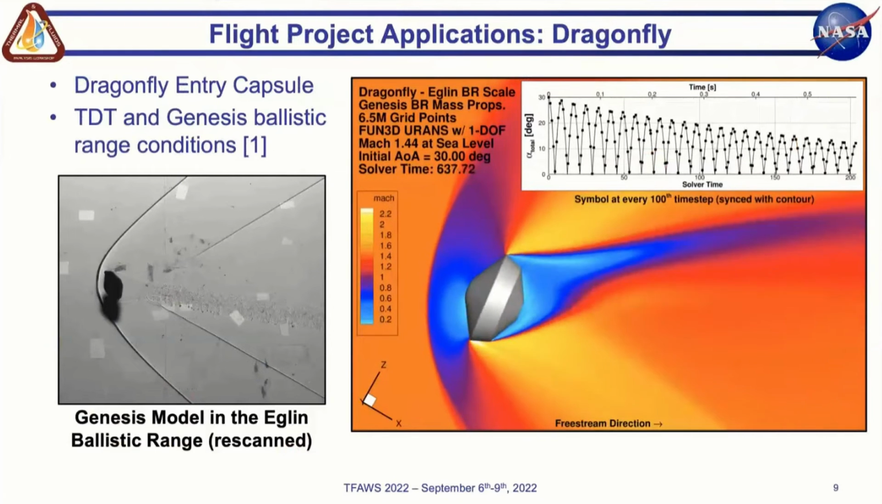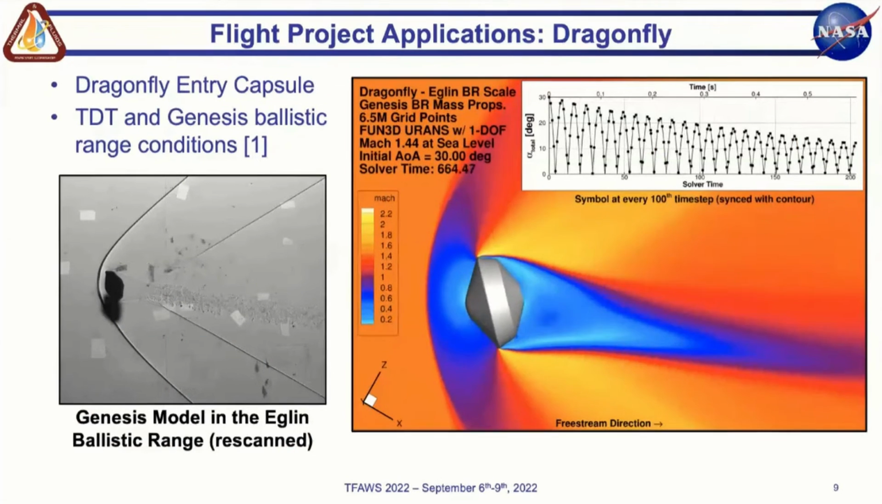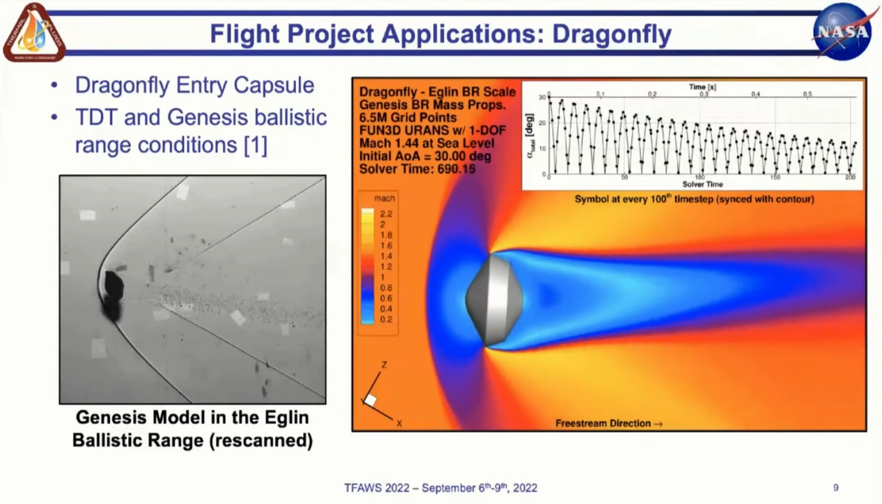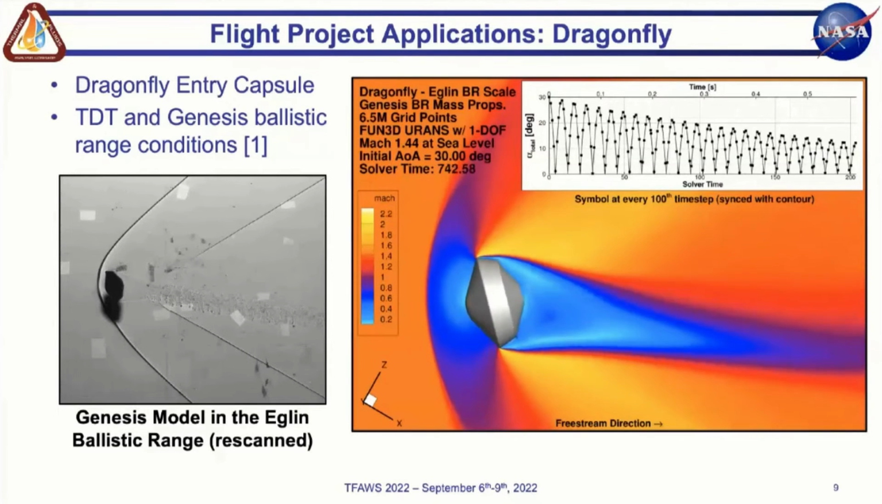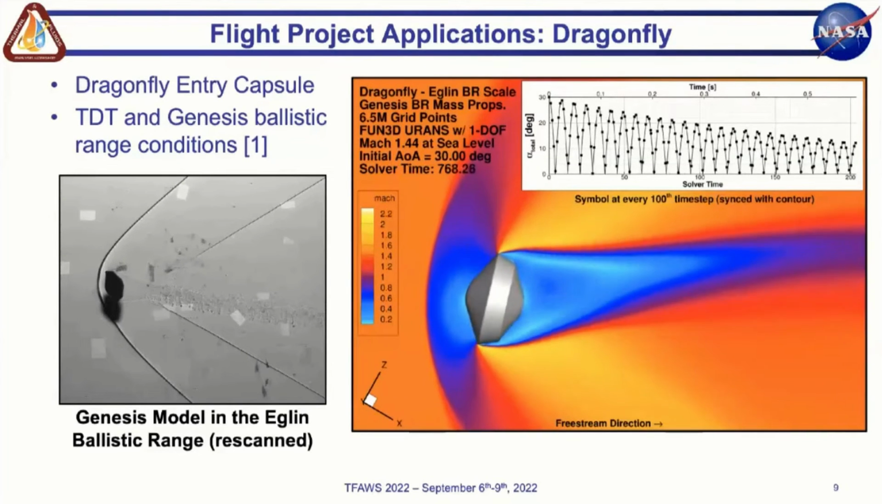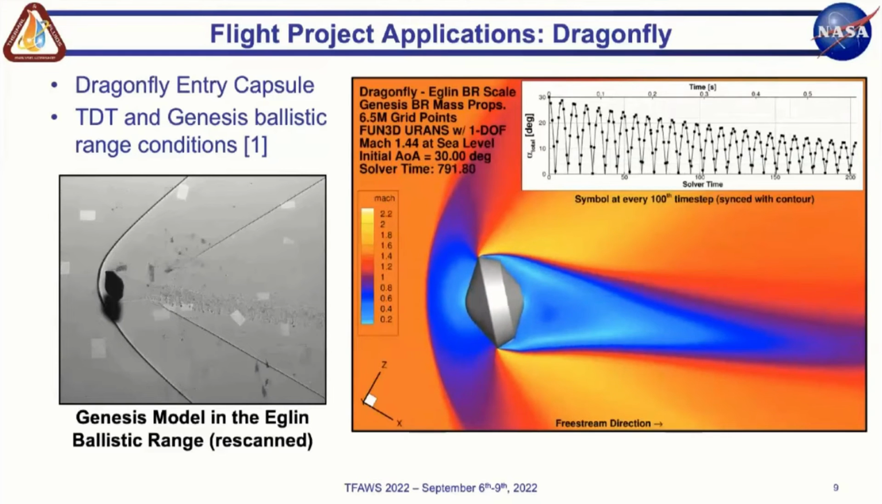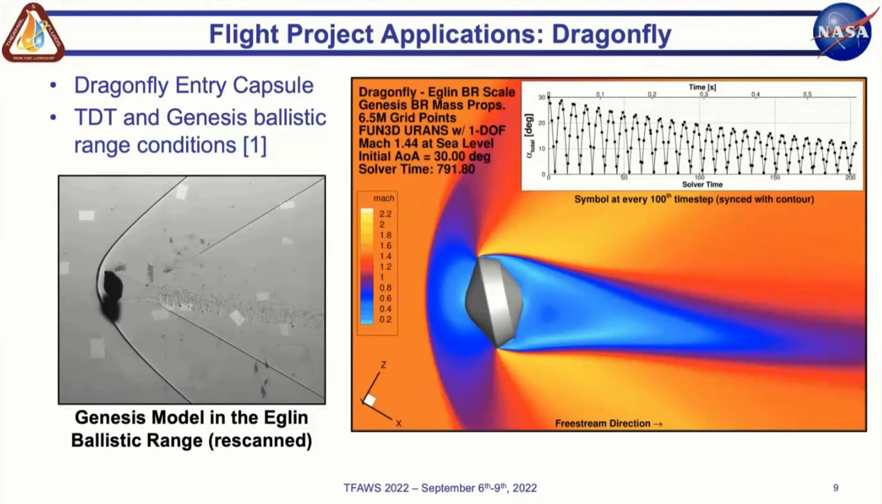first application, this is on the Dragonfly entry capsule. Now this case that's being played on the right is at Genesis ballistic range conditions and using the ballistic range model mass properties. This is because Dragonfly shares a fairly similar shape to the Genesis entry capsule, and therefore we can lean on the ballistic range model we have from Genesis as some prior data, similar to how I mentioned the first thing we ever do with the model is just looking at what has historically been done.